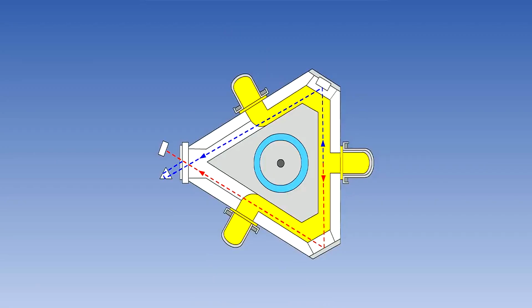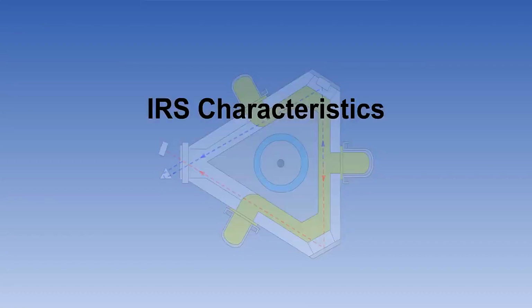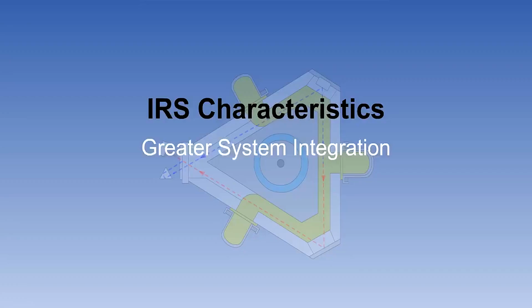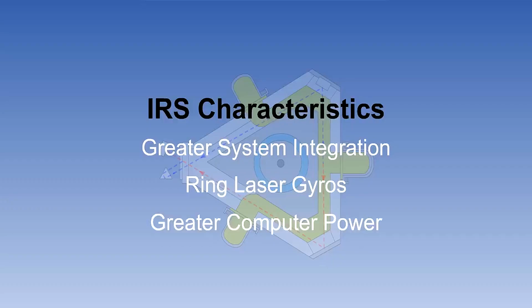The term inertial reference system, as opposed to inertial navigation system, is usually used if the reference datum is a ring laser gyro instead of a spinning disk type of tuned rotor gyro. We'll look at how a ring laser gyro works shortly. There are 3 main characteristics which define what we now call an IRS, which make it recognizably different from a first-generation standalone INS. These are greater system integration, use of ring laser gyros, and much greater computer power. We'll look at each one of these in turn to see what has changed over the last 20 to 30 years.